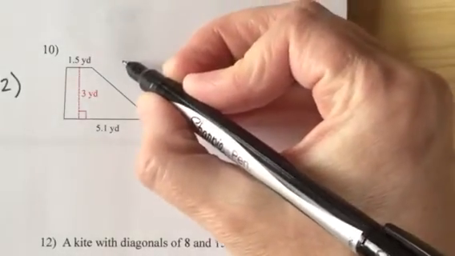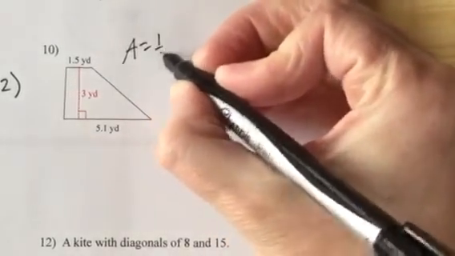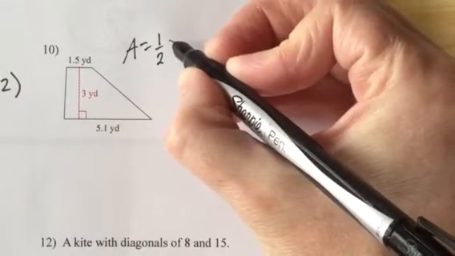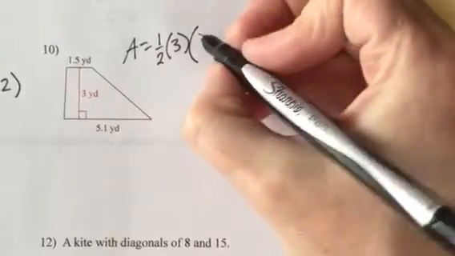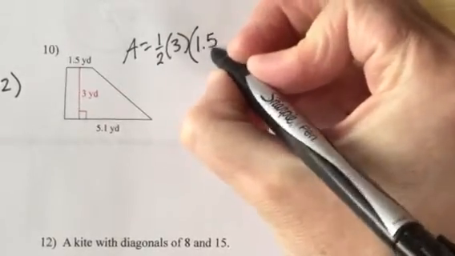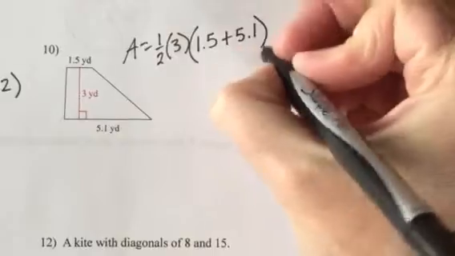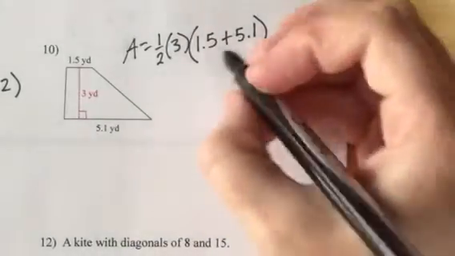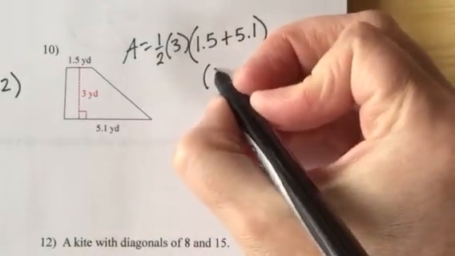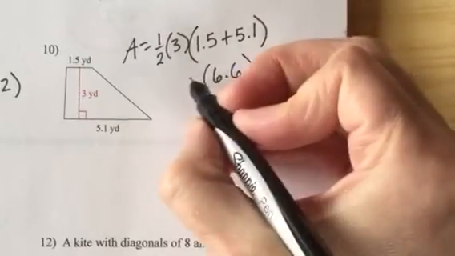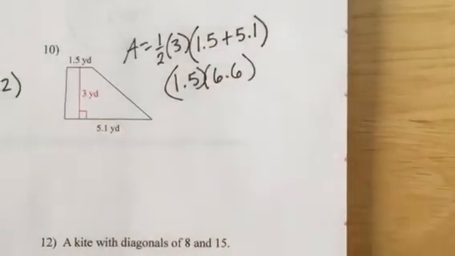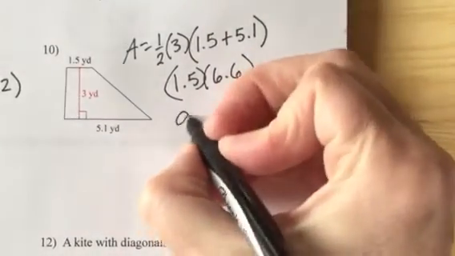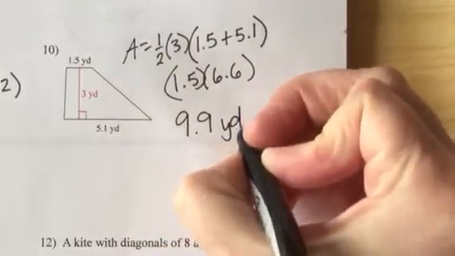Okay, so another trapezoid. We have area is equal to 1/2 times the height, which is 3 again, times the sum of the bases, 1.5 plus 5.1. How symmetrical. 1.5 plus 5.1 is 6.6, and 1/2 times 3 is 3/2, or 1.5. So if I take 1.5 times 6.6, I get 9.9 square yards.